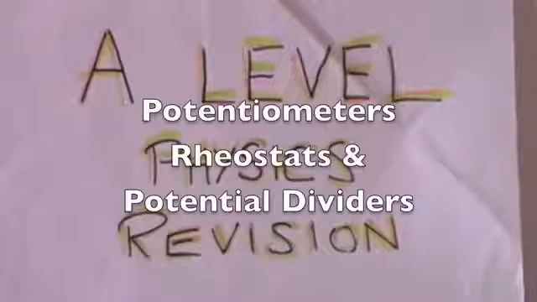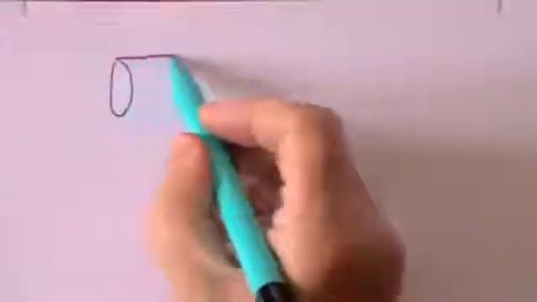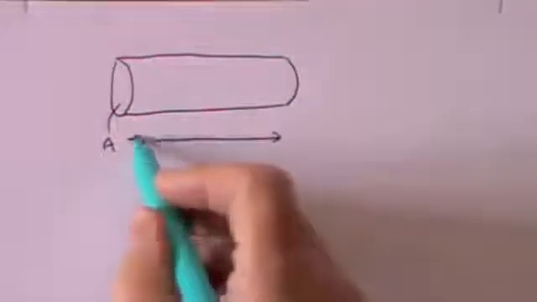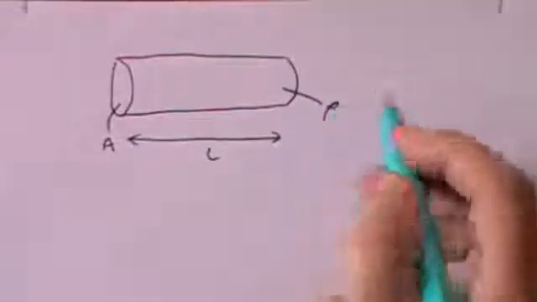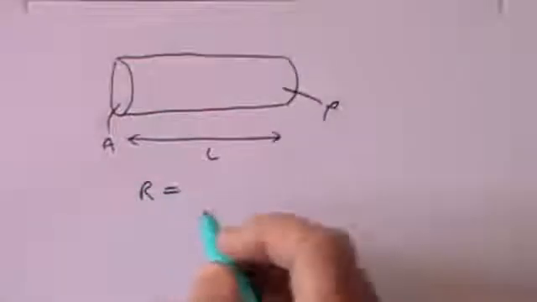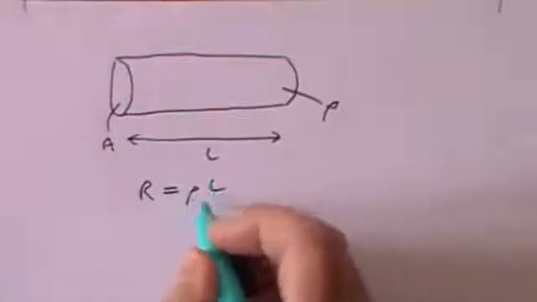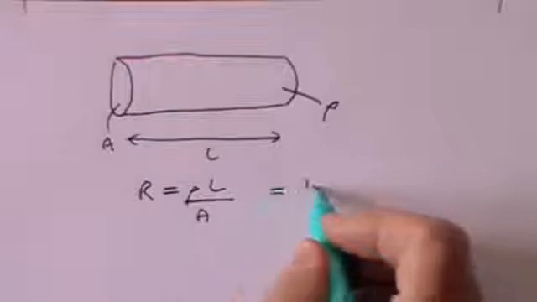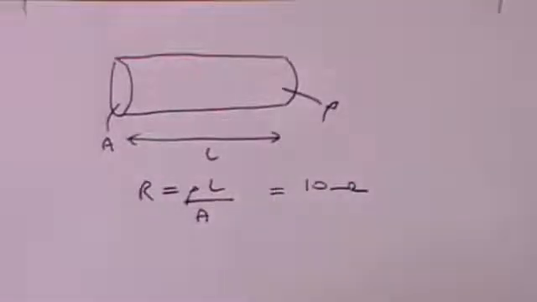Hello, today we're going to do potentiometers and rheostats and potential dividers for A-level physics. Let us take a piece of conducting material in the shape of a wire. It has a cross-sectional area A, a length L, and a resistivity ρ, and you will know that the resistance of that piece of conducting material is equal to ρ times L divided by A. Let's just say that that comes to 10 ohms.